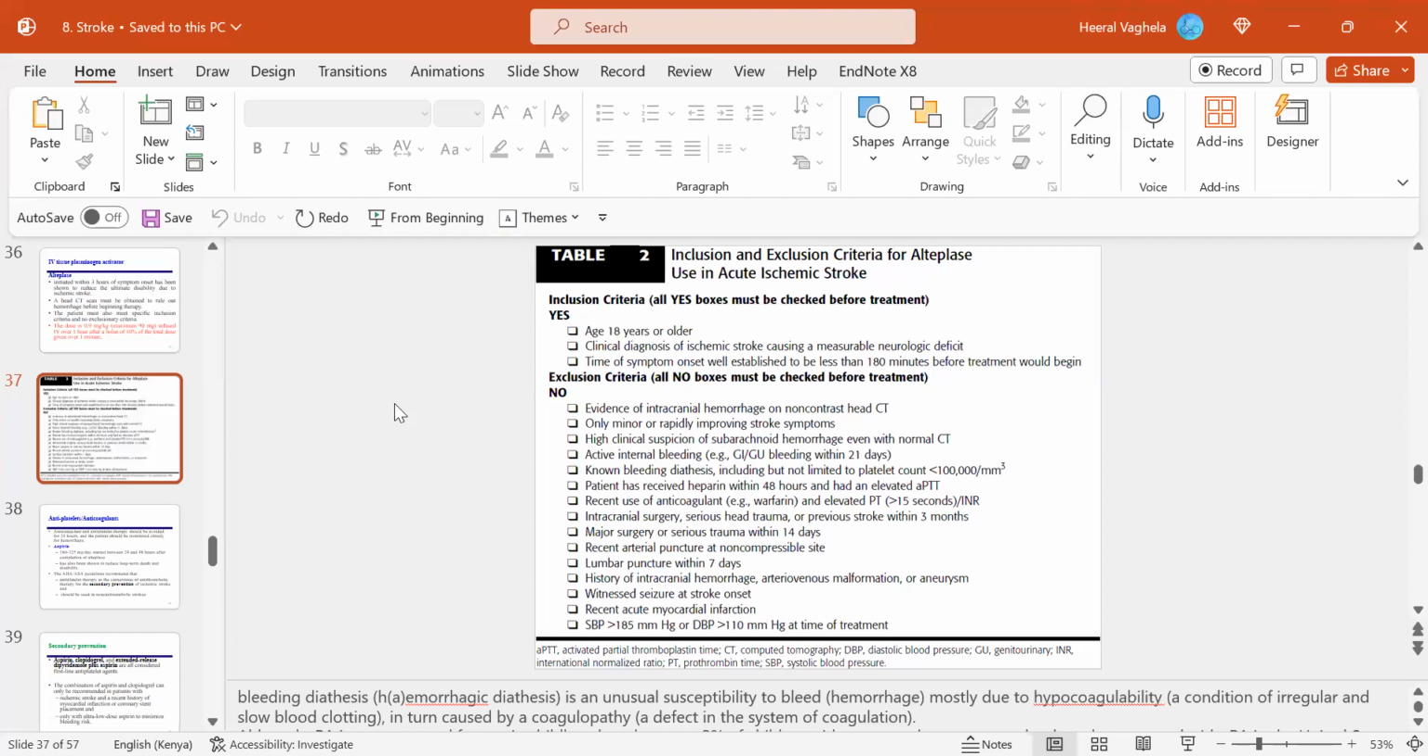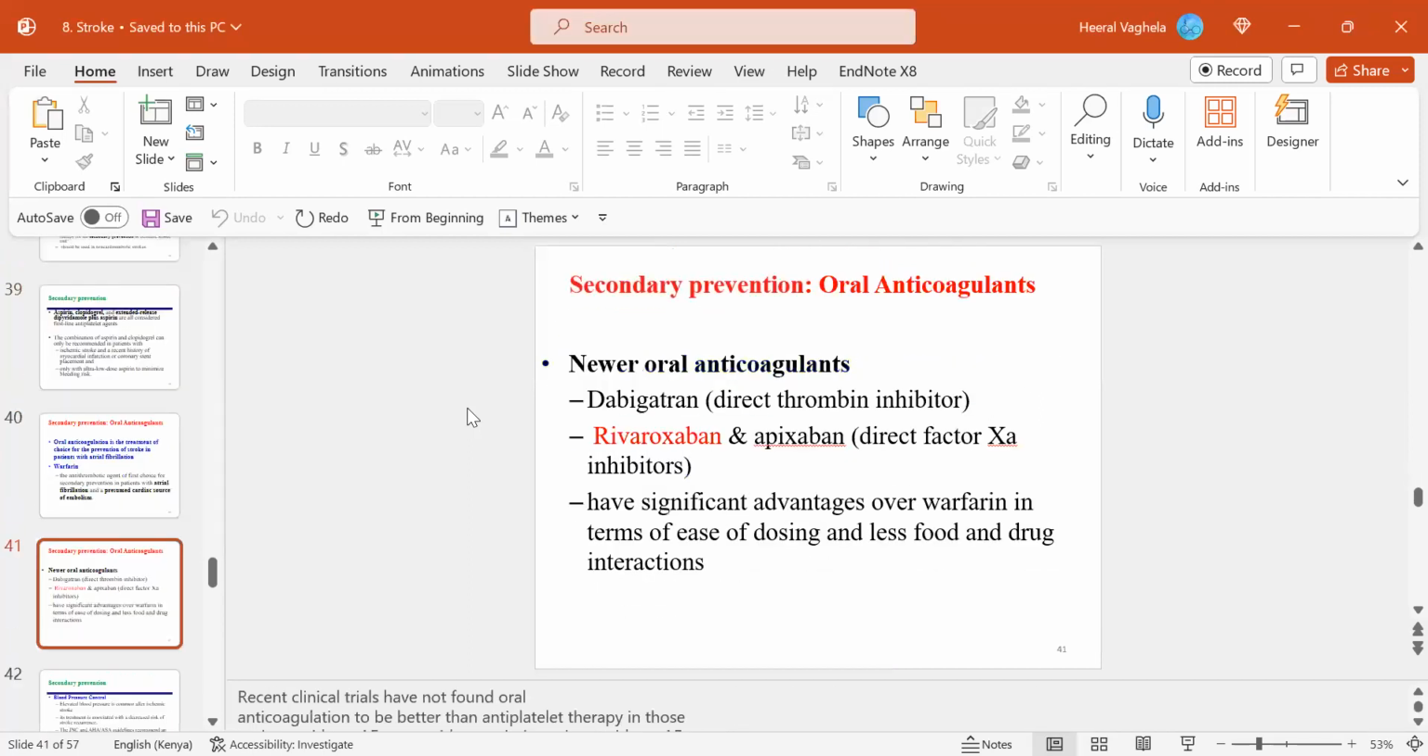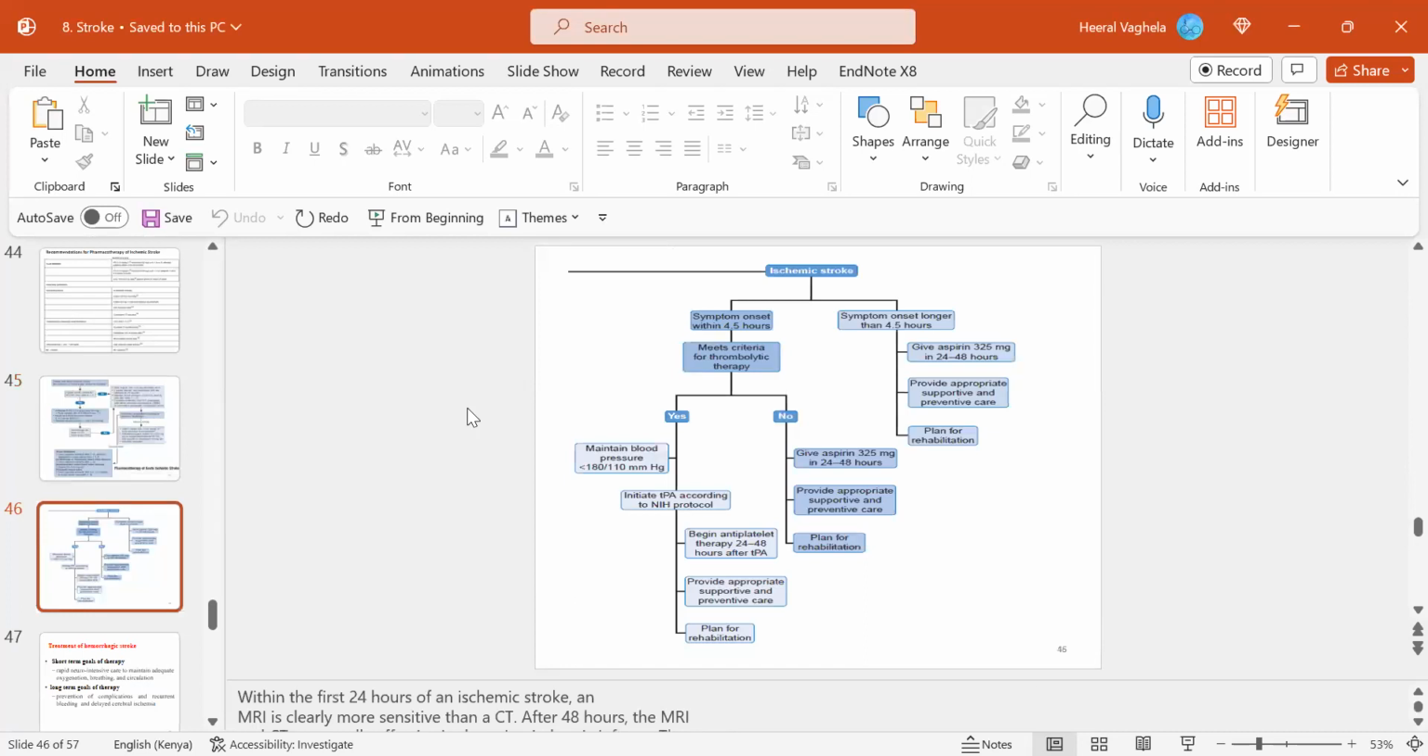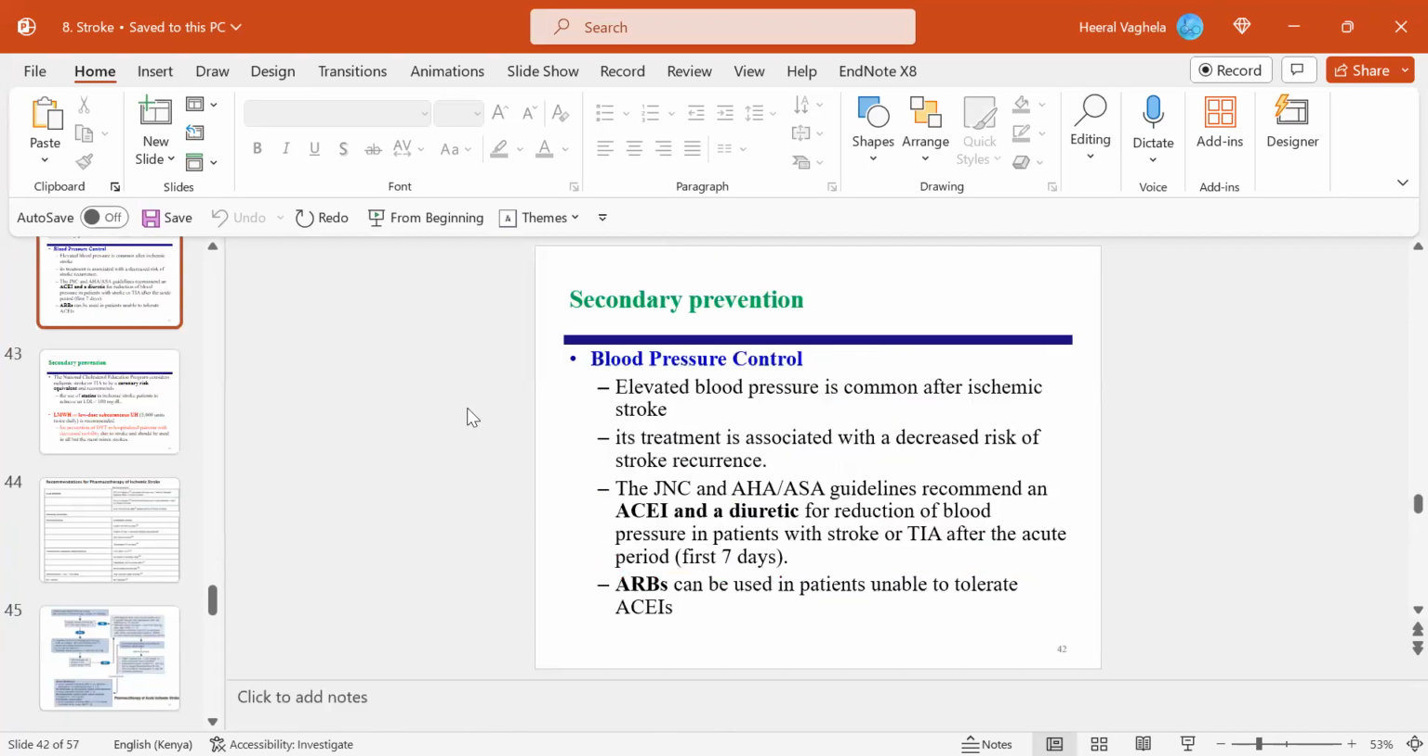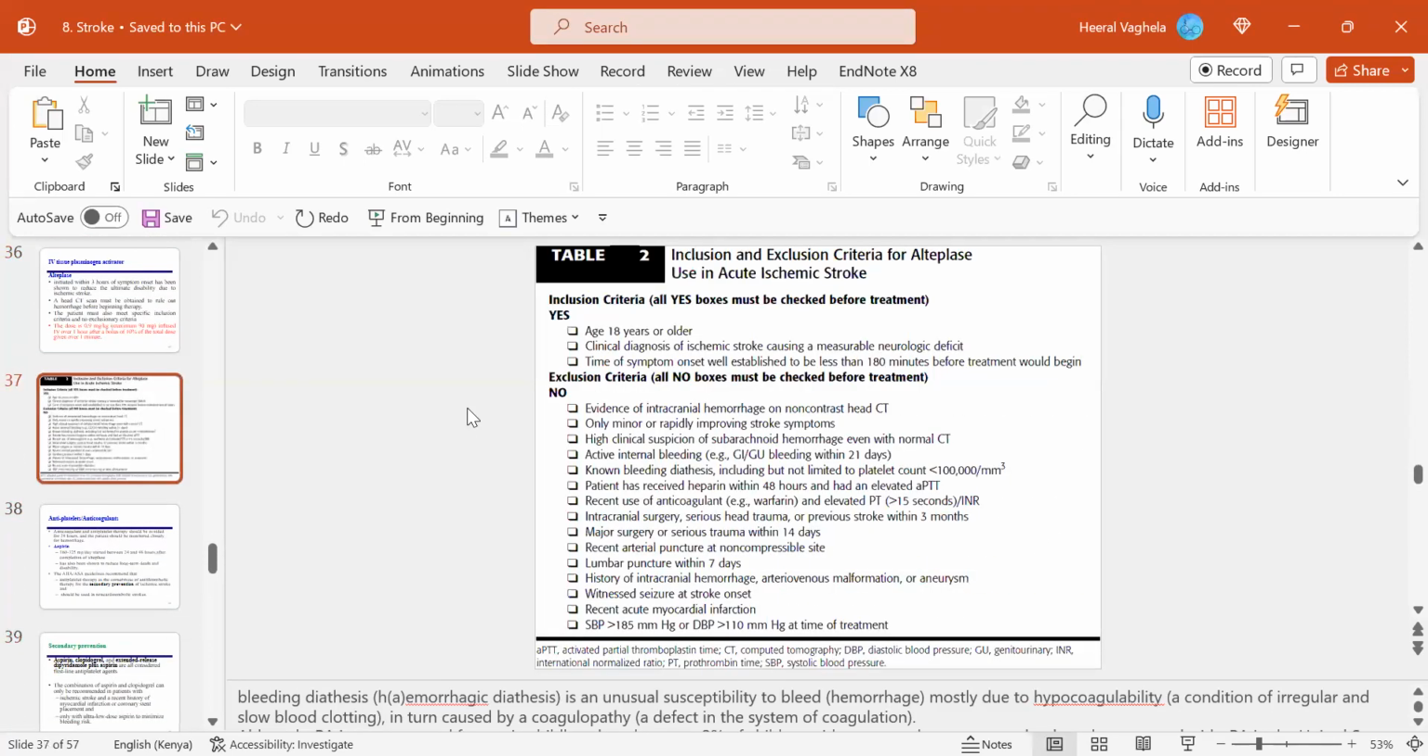Yeah, exactly. So for ischemic stroke, like you said, there is that criteria that you have to check. If it's within 4.5 hours and it meets the criteria for thrombolytic therapy, if they go through this criteria, then you start the alteplase, which is the thrombolytic therapy.